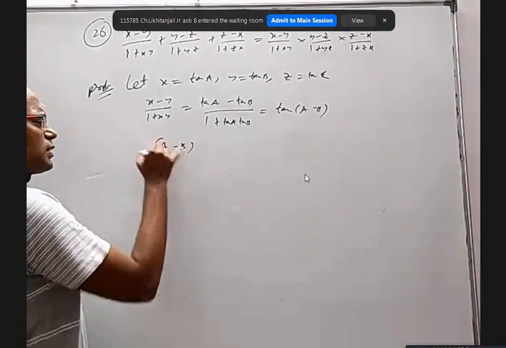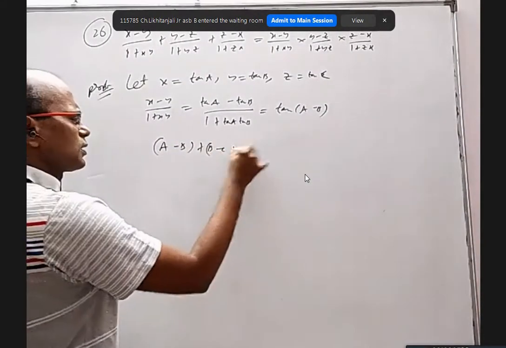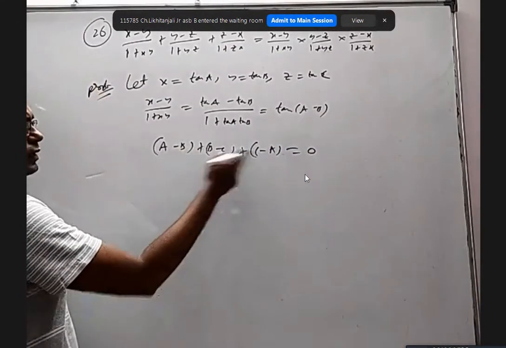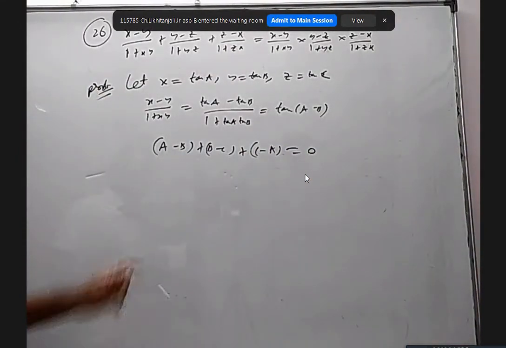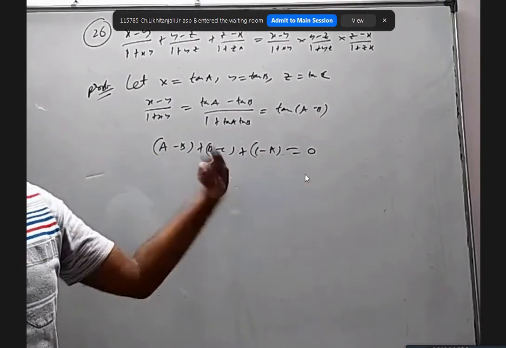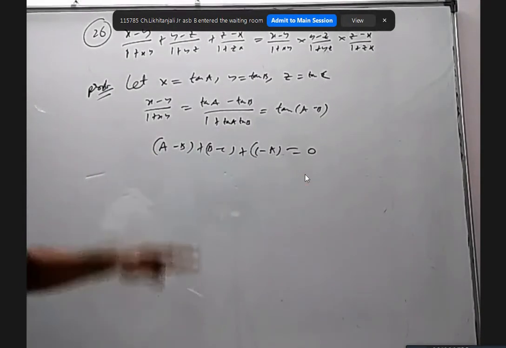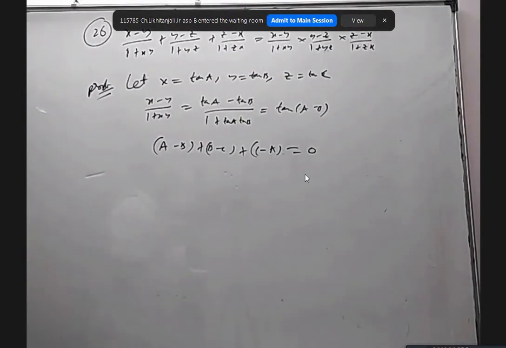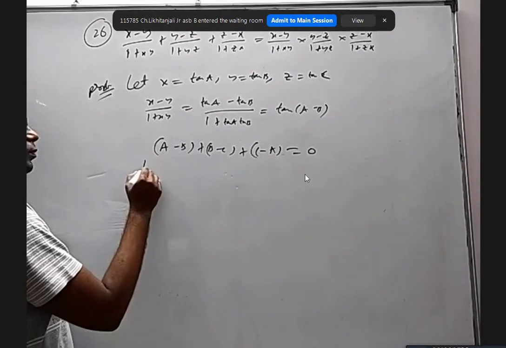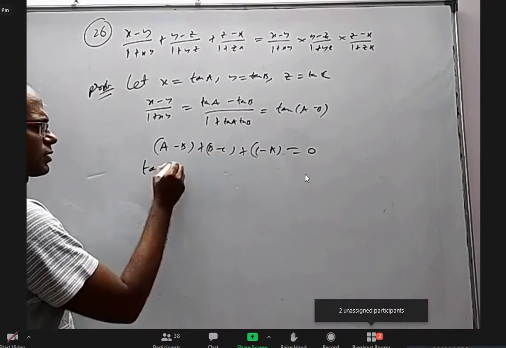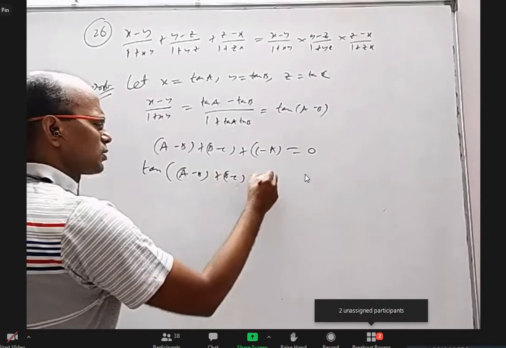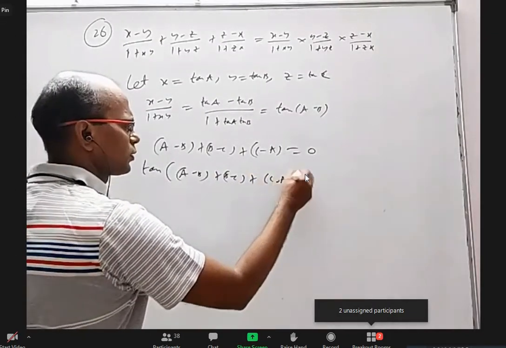Now, A minus B plus B minus C plus C minus A is equal to 0, because A will cancel, B will cancel, C will cancel. Whenever x plus y plus z is 0 or 180 degrees, if I apply tan, I'll be able to prove tan x plus tan y plus tan z is equal to tan x into tan y into tan z. So let us apply tan on both sides. Sum of three angles, tan of A minus B plus B minus C plus C minus A equal to 0.